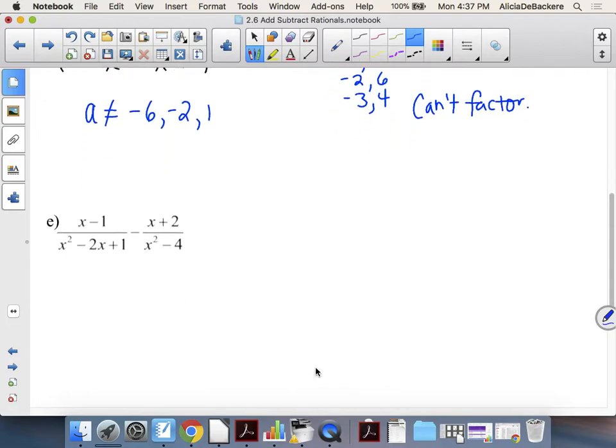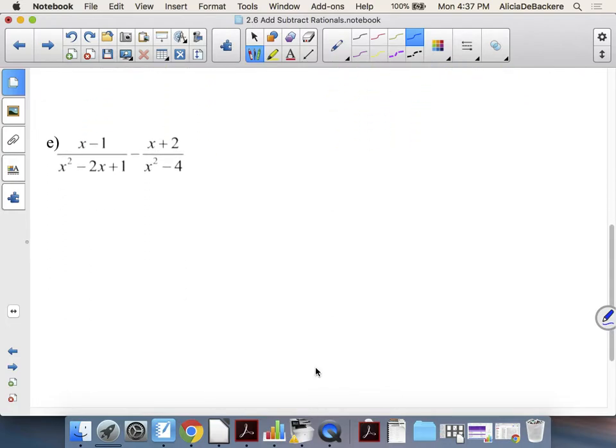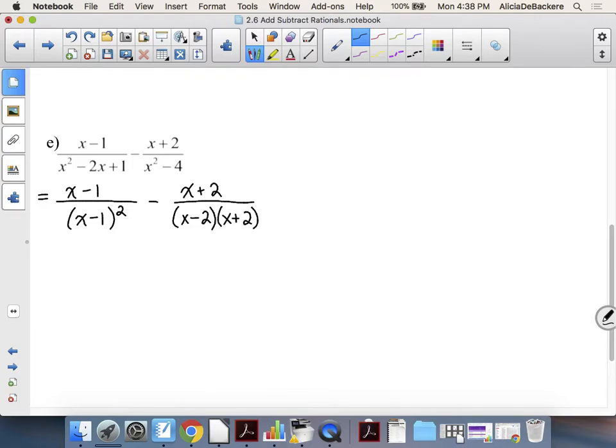Moving on to our last example, second last example. Part E here, we've got, again, 2 denominators that need to be factored before I can find my common denominator. So I'm going to leave the numerators, and I'm asking what are 2 numbers that multiply to positive 1 and add to negative 2, and that is x minus 1 squared. And then I'm going to subtract, and I've got x plus 2 over, I've got a difference of squares here, so x plus 2 and x minus 2 in the denominator on that one.